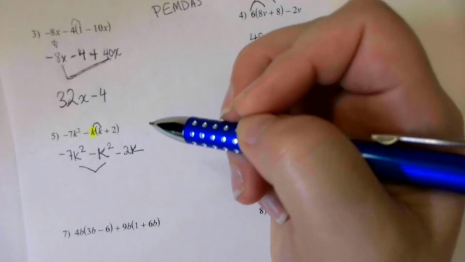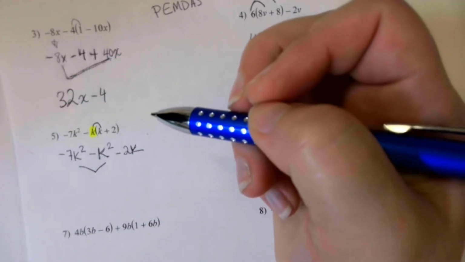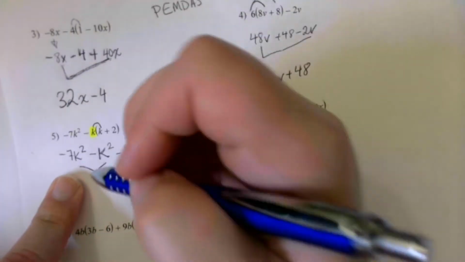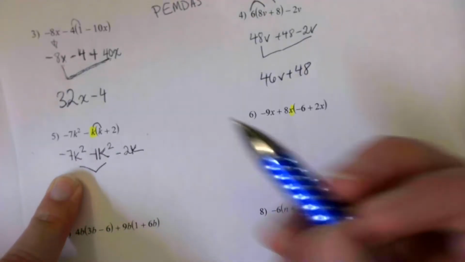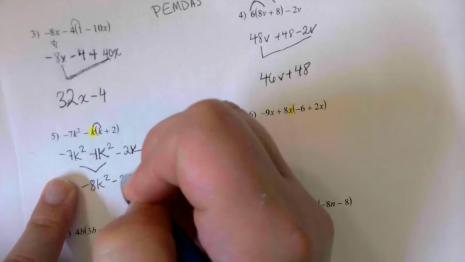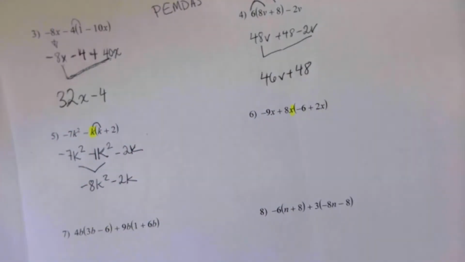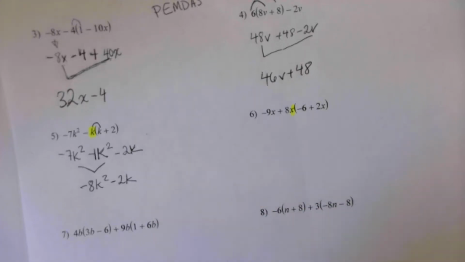You can only change the power when you're multiplying and dividing. You can't change the exponent when you're adding and subtracting. So I'm thinking of this as a 1, 7 take away, negative 7 and a negative 1, negative 8k squared minus 2k. Now we always put it in order from the biggest power to the smallest power.